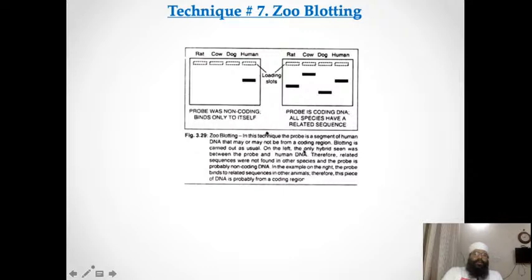On the left, the only hybrid seen was between the probe and human DNA. Therefore, related sequences were not found in other species in the non-coding DNA. In this example on the right, the probe binds to related sequences in the other animals. Therefore, this piece of DNA is probably from the coding region. So the coding regions will come from that specific region of human, like this, this, this, but that was not present in the non-coding regions.